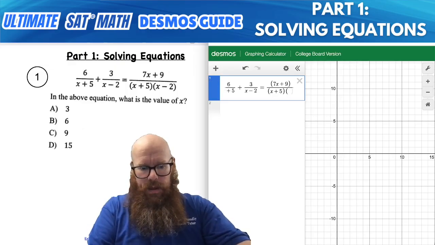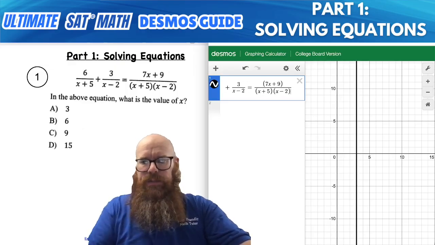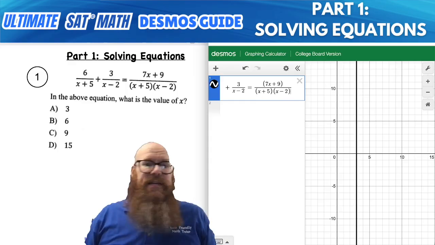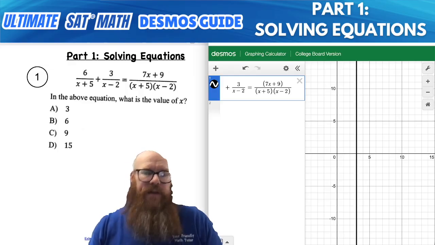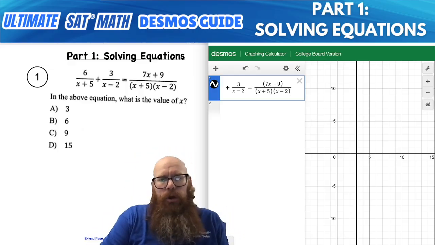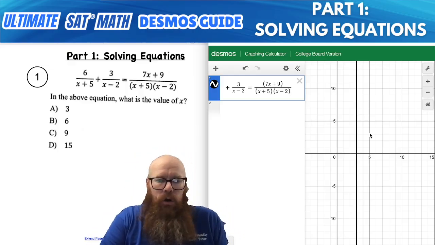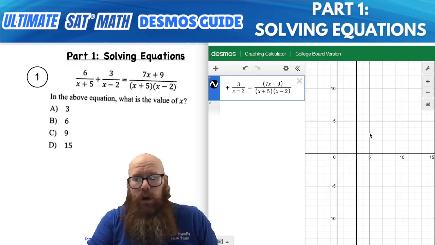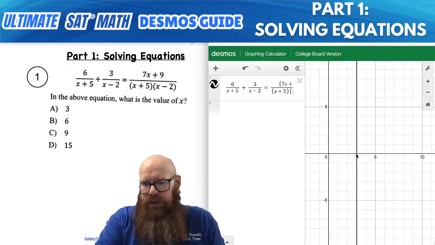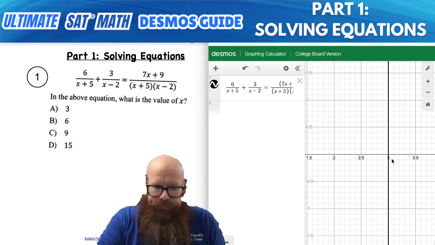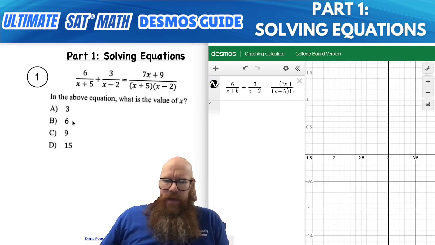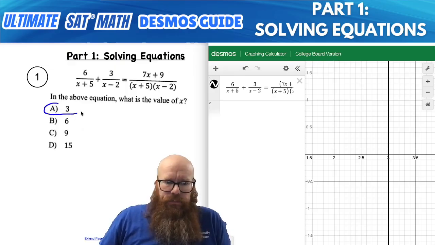When you do this, what Desmos does is it solves it automatically for x, and then when you graph x equals whatever number, it graphs it as a vertical line. So when you put it into Desmos, you're going to get a vertical line, or multiple if there's more than one solution. All we have to do is zoom in here, and we see that the solution is clearly at 3. So that is our answer.